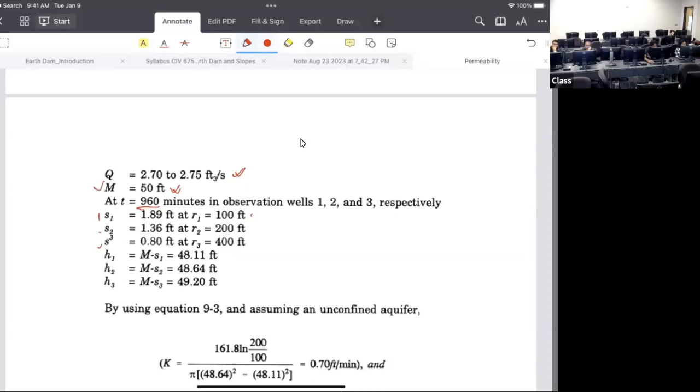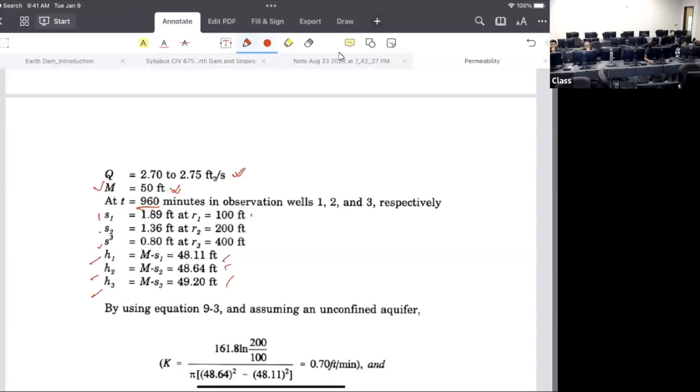Once you have the M and you have the S1, S2, S3, you need to find out the H, which is the HW and HE, right? In the equation that number is H, height. So basically what we have to do is calculate the H. These are the H that we calculate, so we have H1, H2, and H3. These are the numbers that we got.